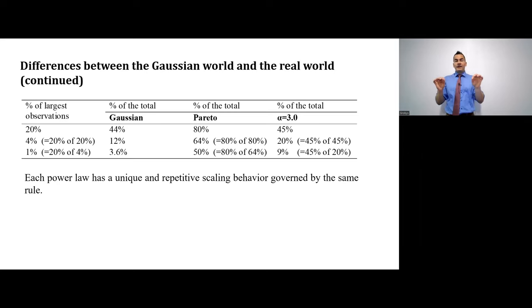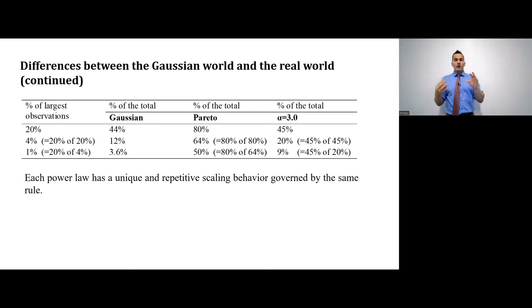So we see here, if we consider the smaller fraction of the larger observations, that the power law process with an exponent of 3 suggests a higher level of concentration. It's almost twice as much as the Gaussian world. If we only consider the largest 20% of observations, we could hardly distinguish that. But if we consider the largest 4% of the observations, we see there is a difference. Okay? So the power law with an exponent of 3 accounts for a higher level of concentration as opposed to the normal world.